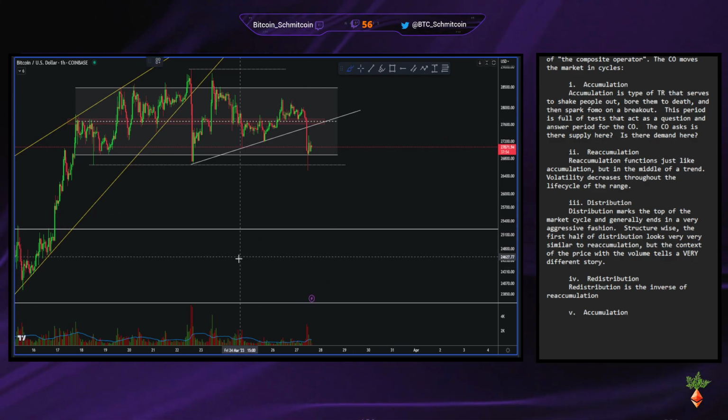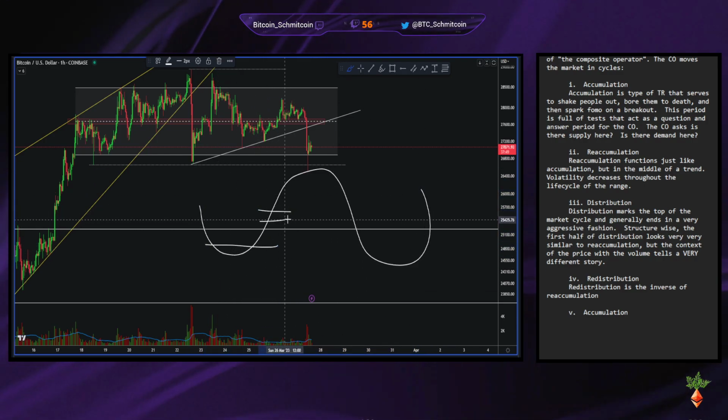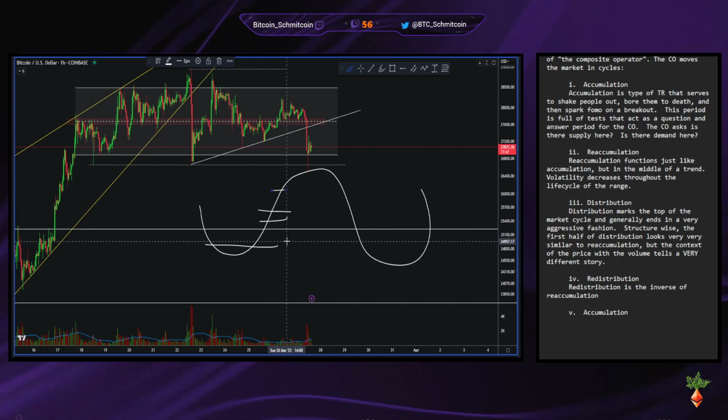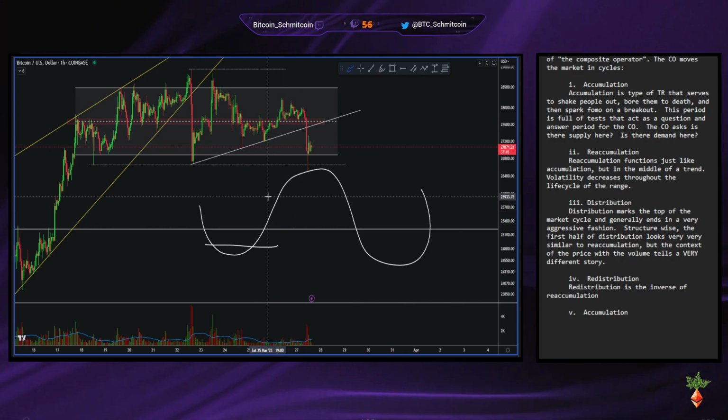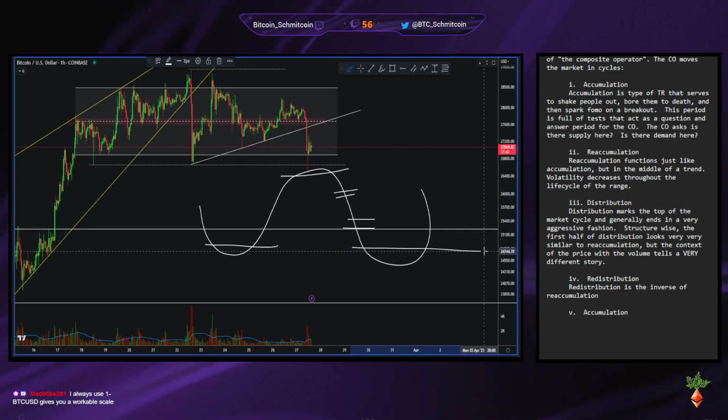So in general, at a high level, it has this very sinusoidal market structure, right? Accumulation, redistribution, sometimes accumulation, reaccumulation, reaccumulation, distribution, redistribution, redistribution, accumulation.